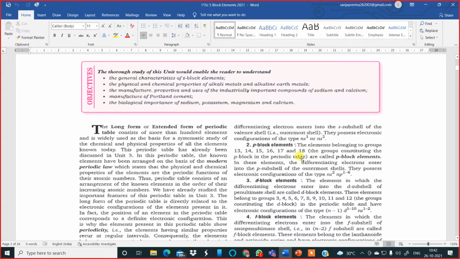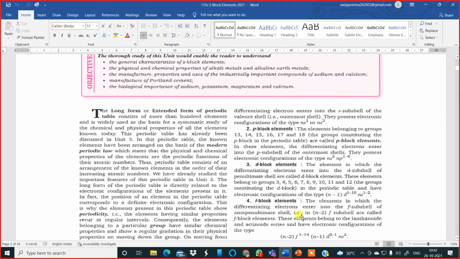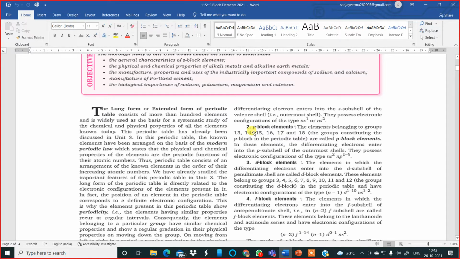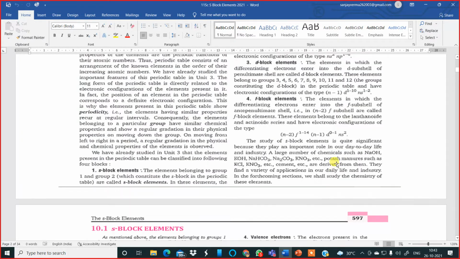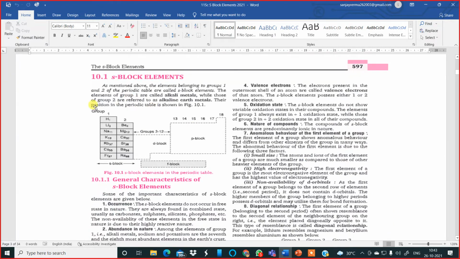The same thing, the reasons are given for P block, D block, F block. You may go through the reason for why P block elements are called P block elements. Again, if you look at the reason, they possess the differentiating electrons entering the ns2 np1 to 6 orbital, p orbital. That's why they are called p block elements. Now, s block, I had already shown you in the previous class, with respect to the diagram.